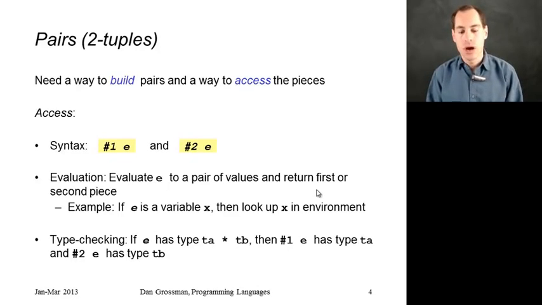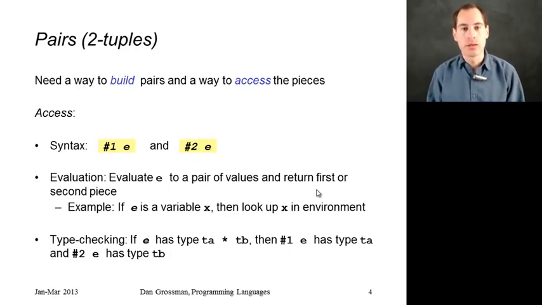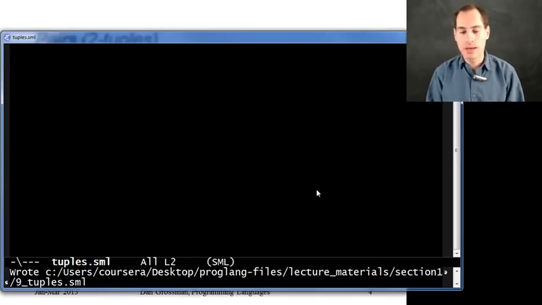The evaluation rules are that we evaluate that expression E to some value. It's going to be a pair, and then #1 will return the first part of that pair, and #2 would return the second part of the pair. So if x is, say, the pair of 4 and 17, and we said #1 of x, we'd get back 4. Type checking works similarly. That E better have a pair type, so it better be some TA star TB, otherwise this access expression doesn't type check. And then #1 of E would have type TA, and #2 of E would have type TB. So those really are the rules, but like anything, you really understand how they work by writing some programs and trying them out.